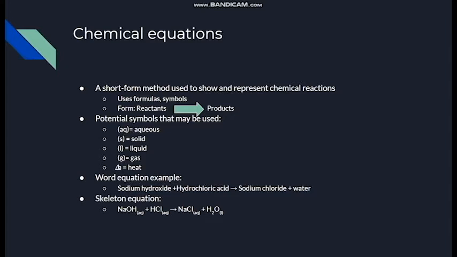We have aq, which is known as the aqueous state, s, which is known as a solid state, l, which is known as a liquid state, g, which is known as a gaseous state, and delta H, which is known as heat. Going back to aqueous, this might be a new term for a lot of you. Aqueous just means something that is soluble in water.